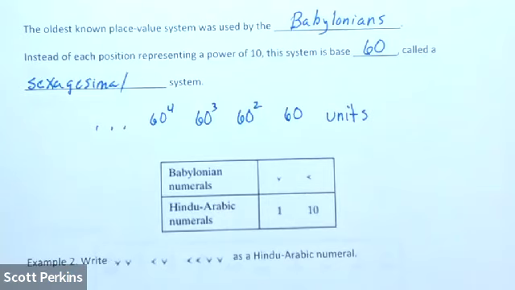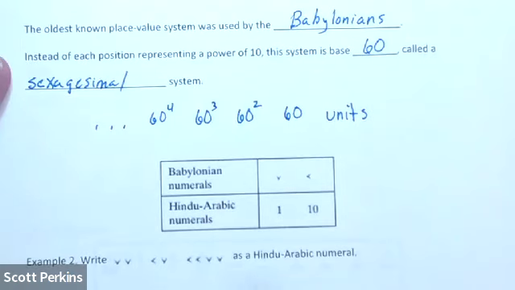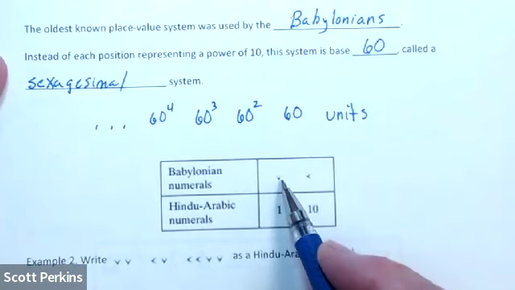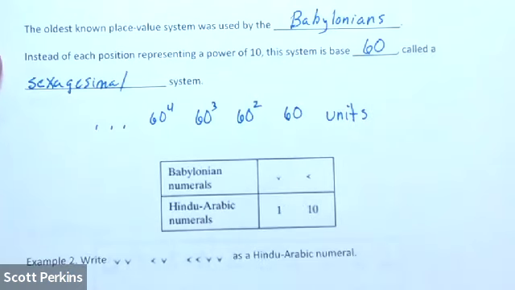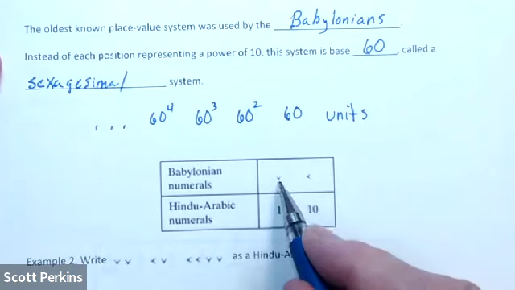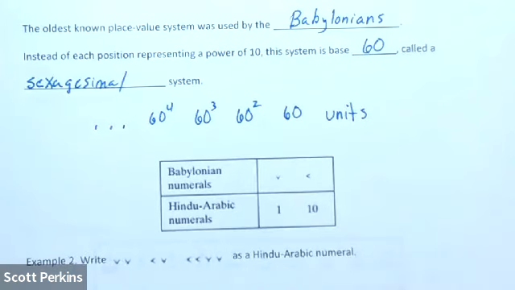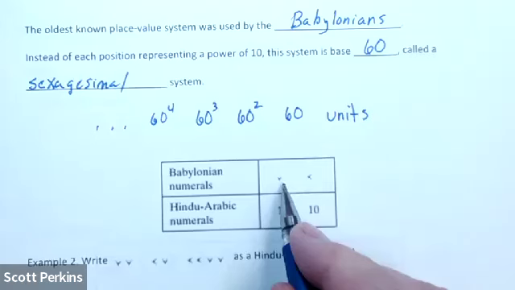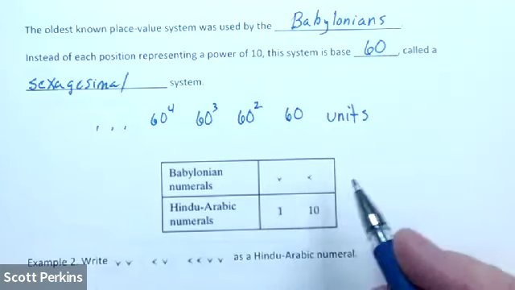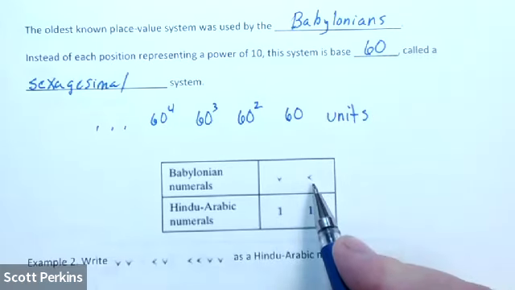Now, one of the things is they only had two symbols. Where we have 10, they only had two. They used a V, because they were using reeds, into clay tablets. That's what we have from them. So the end of the reed was shaped like an angle. They would have oriented the reed like this for one, and then they would have oriented it sideways to represent tens. And those are the only two numerals that they had.